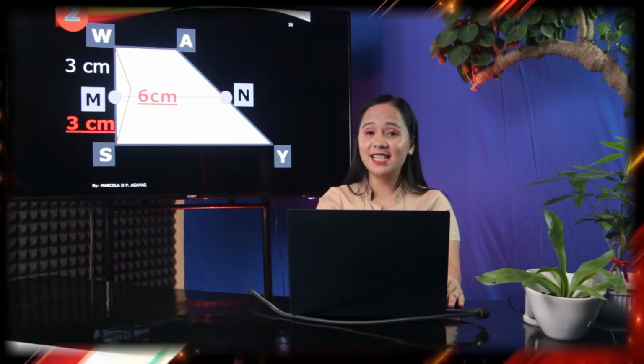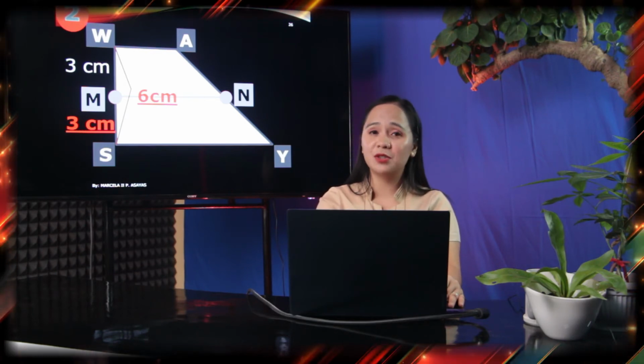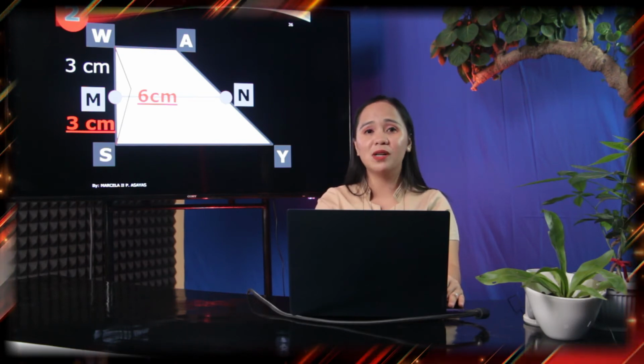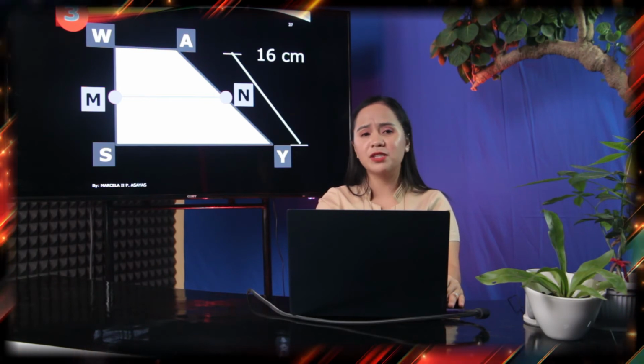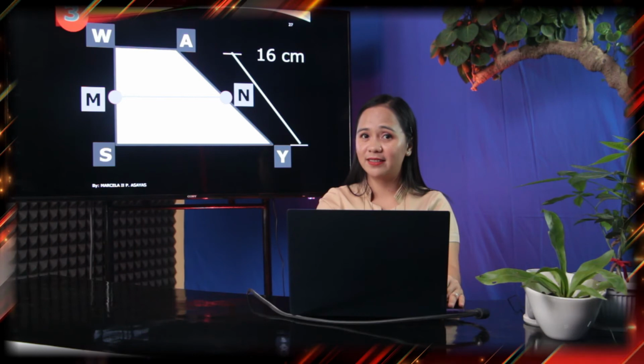Correct, it is 6 centimeters. How come? Simply multiply 3 centimeters by 2. So 3 centimeters times 2 equals 6 centimeters. Example number 3. Trapezoid WAYS with median MN, where M and N are the midpoints of WS and AY. If AY measures 16 centimeters, how long is your AN?